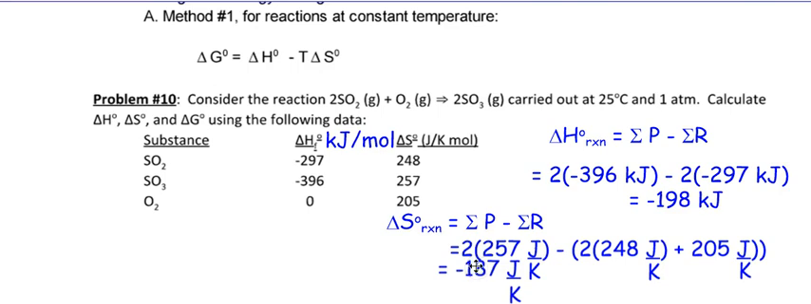Now, does that negative 187 make sense? Hopefully so. You're going from 3 moles of gas to 2 moles of gas. It's becoming less disordered. So now what's delta G?